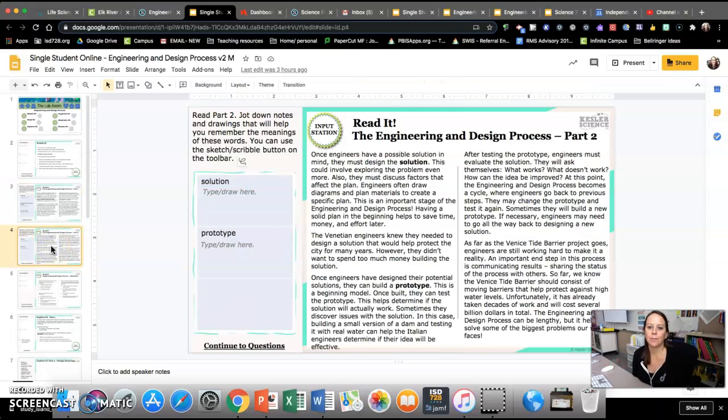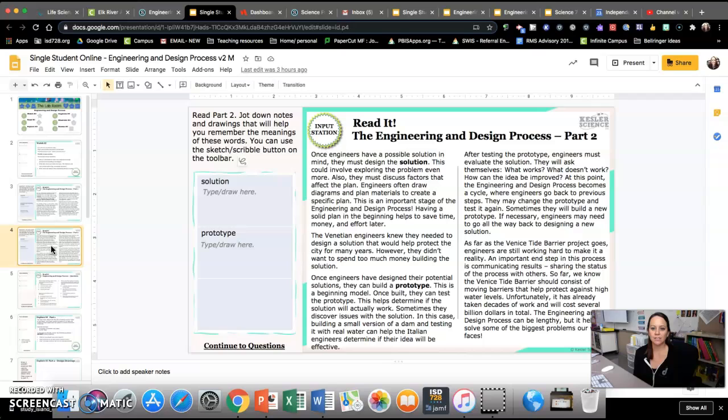Once engineers have a possible solution in mind, they must design the solution. This could involve exploring the problem even more. Also, they must discuss factors that affect the plan. Engineers often draw diagrams and plan materials to create a specific plan. This is an important stage of the engineering and design process. Having a solid plan in the beginning helps to save time, money, and effort later.